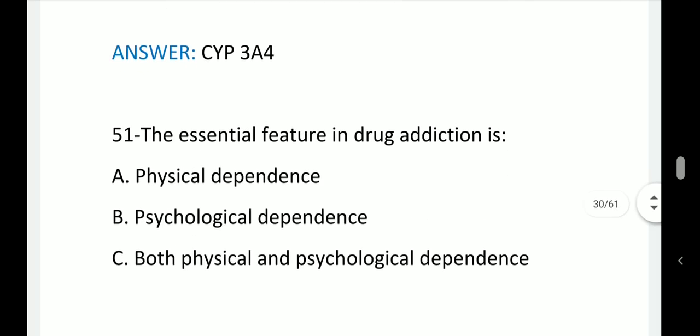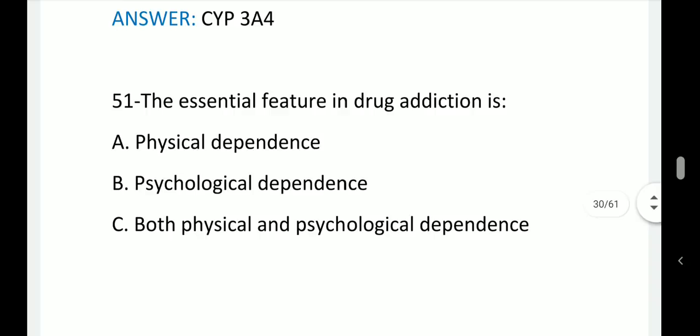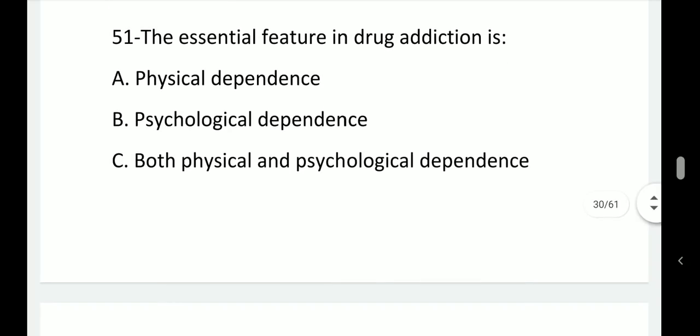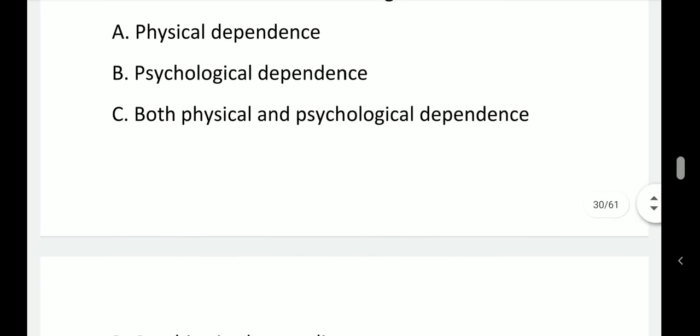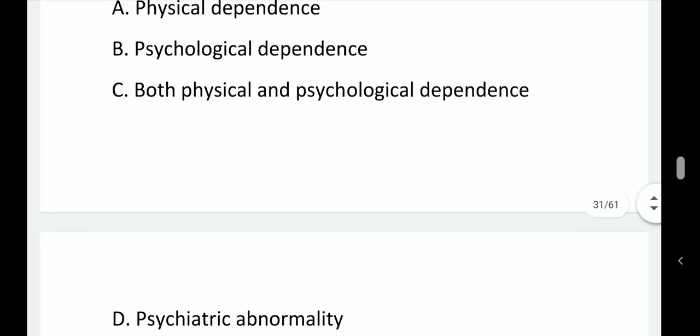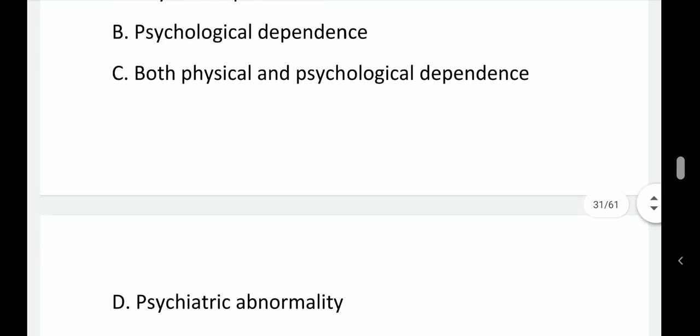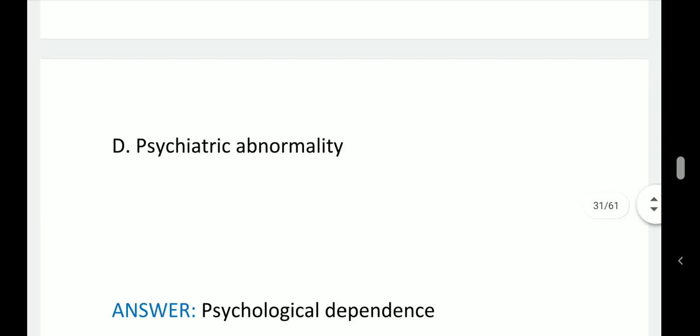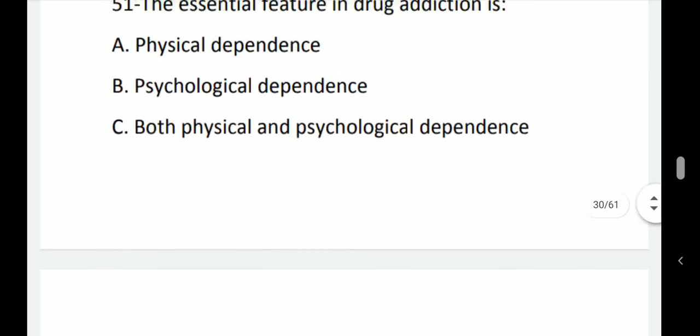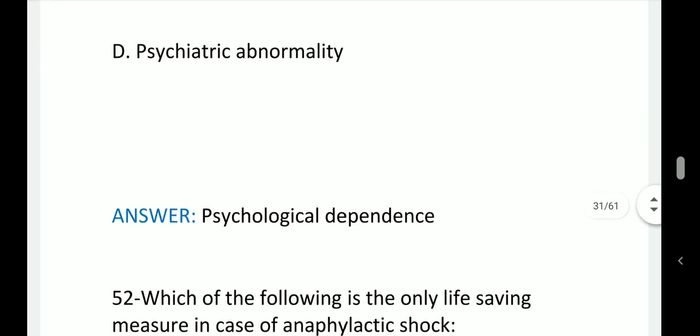Question number 51. The essential feature in drug addiction is option A, physical dependence, option B, psychological dependence, option C, both physical and psychological dependence, option D, psychiatric abnormality. Answer is psychological dependence. That is option B is the correct answer.